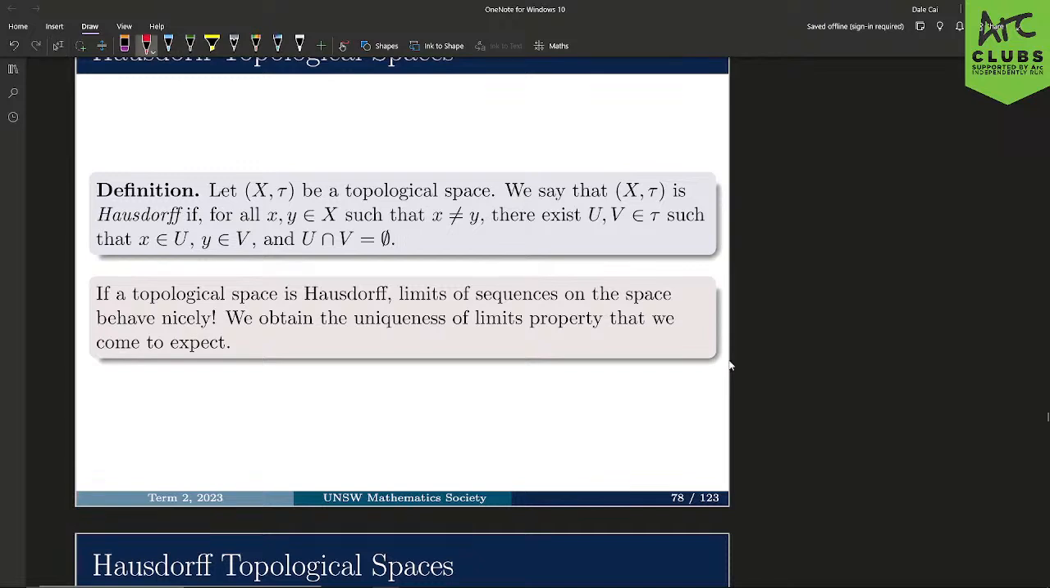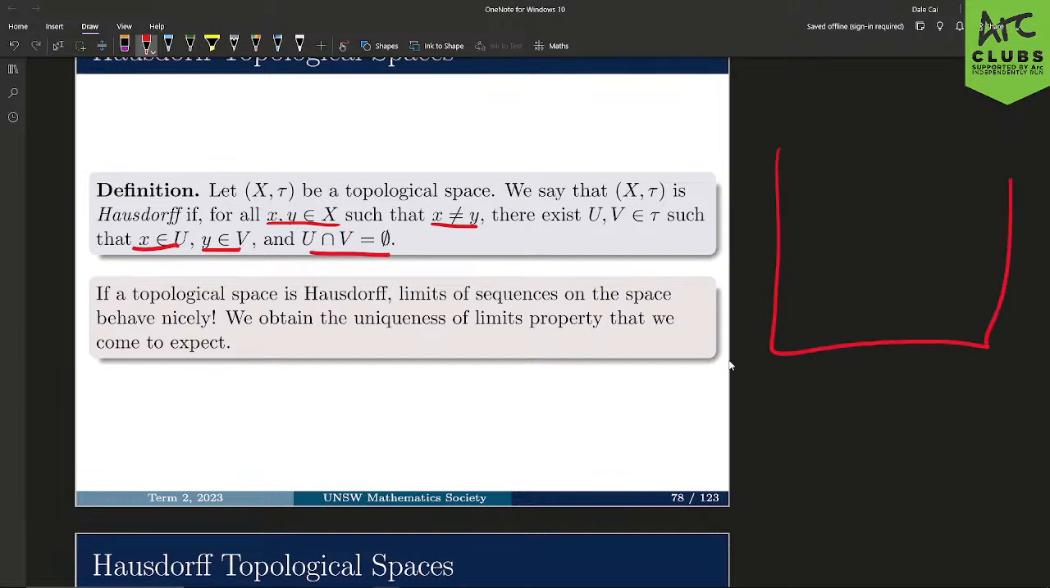So for every pair of points that are distinct, there are neighborhoods, okay, there are open sets U and V such that x is in one neighborhood, y is in the other neighborhood, but the intersection of them is empty. I used neighborhoods and open sets kind of interchangeably there, which you probably shouldn't do.